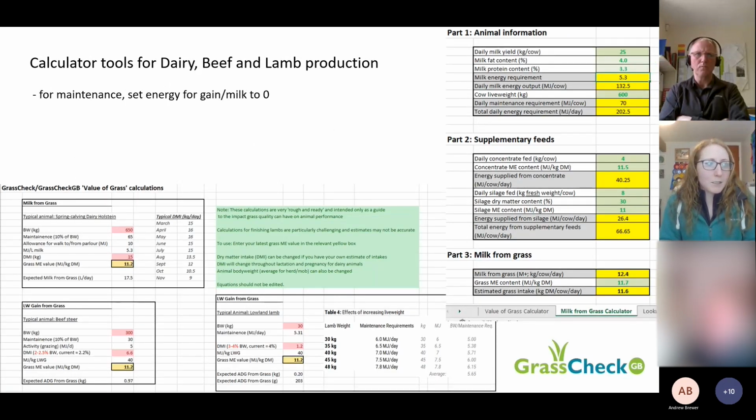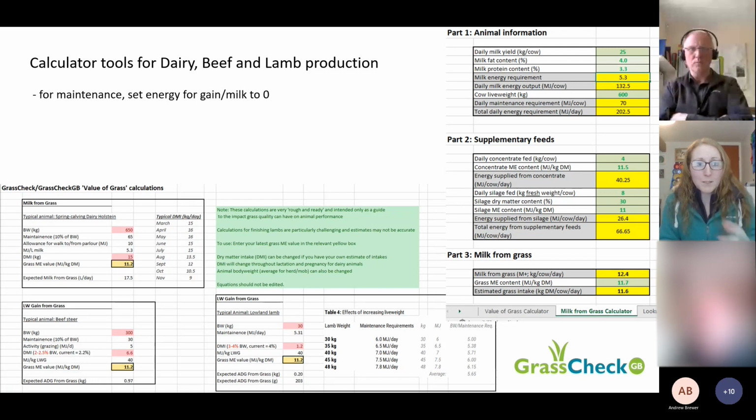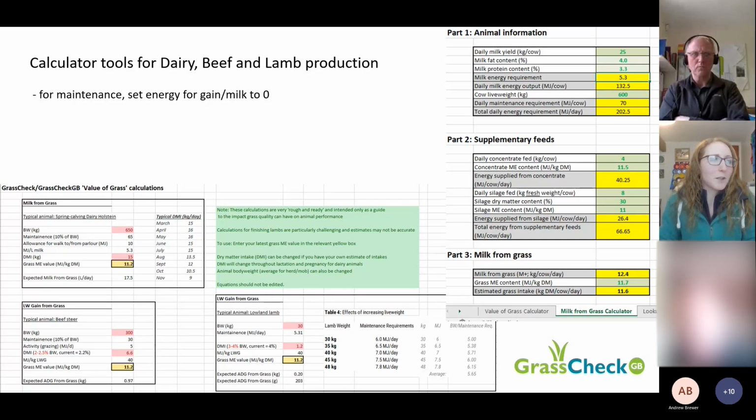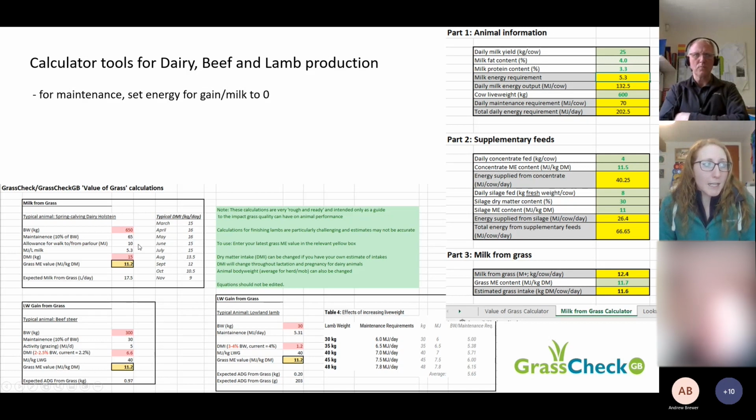So there's a couple of calculator tools that I sent round by email at the start of the year, and I'm happy to run through a couple of examples in these today if that's helpful to anyone. On the left-hand side are the calculators that I sent round: one for estimating milk from grass, live weight gain from grass for beef, and live weight gain from grass for growing lambs. The figures that are in red are quite easy to edit, so you would change the body weight of your stock.